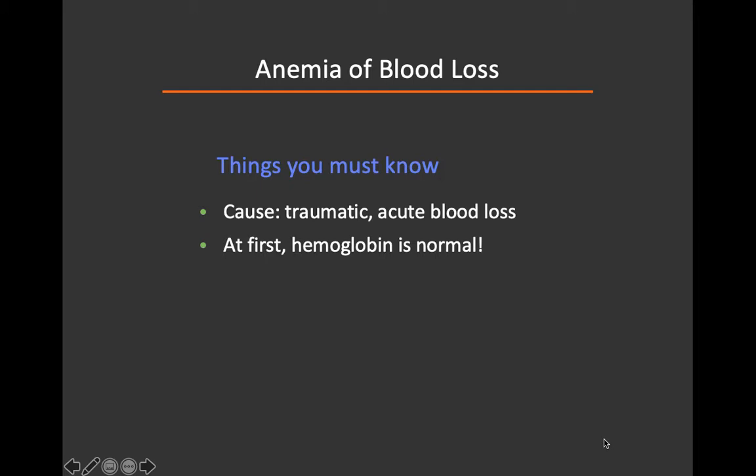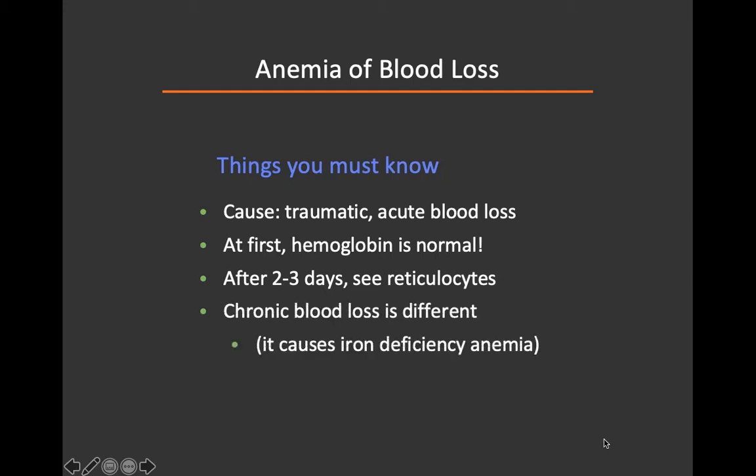Now, this doesn't mean that the person just cut their femoral artery and they're hemorrhaging to death. This is going to be a slower type of traumatic blood loss or blood injury. And after 2 to 3 days, you're going to see more reticulocytes than normal because the body is trying to increase erythrocyte production. And then you can also have chronic blood loss.